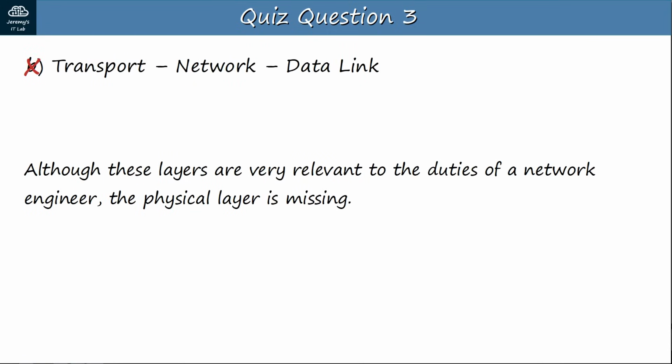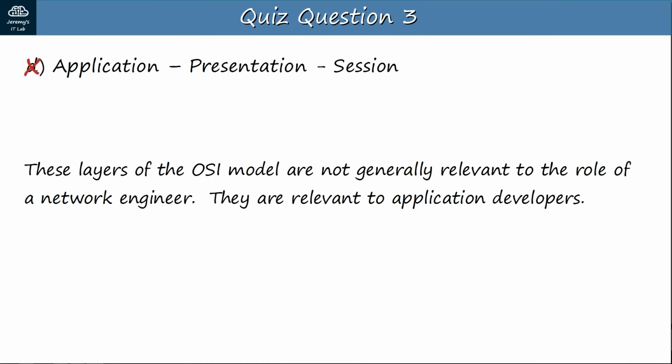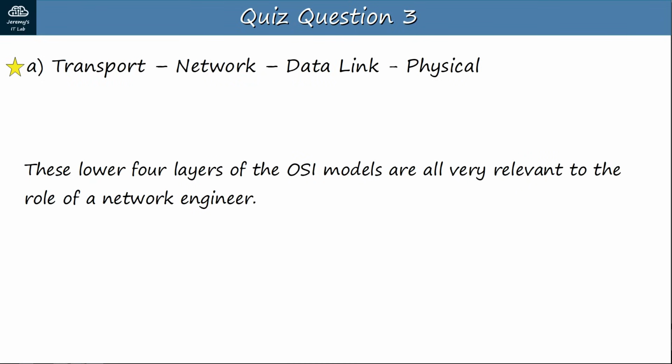Although these layers are very relevant to the duties of a network engineer, the physical layer is missing. So B, transport, network, and data link, is incorrect. Although the network layer is very relevant to network engineers, of course, it is not the only one. So C, network only, is incorrect. These layers of the OSI model are not generally relevant to the role of a network engineer. They are relevant to application developers. So D, application, presentation, and session, is incorrect. These 4 lower layers of the OSI model are all very relevant to the role of a network engineer. So A, transport, network, data link, and physical, is the correct answer.